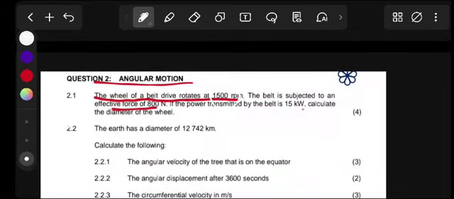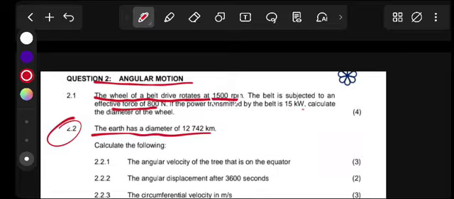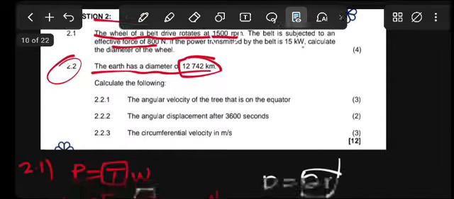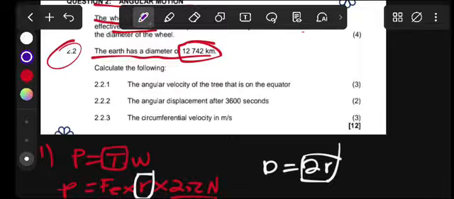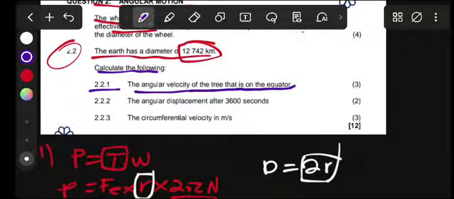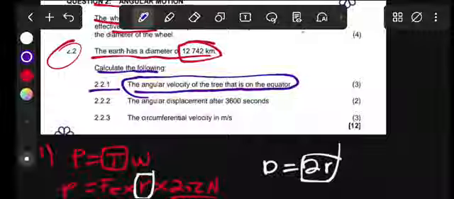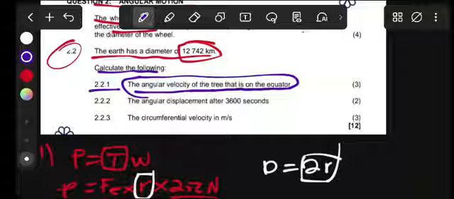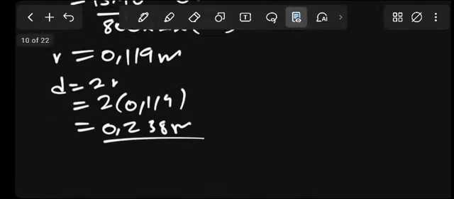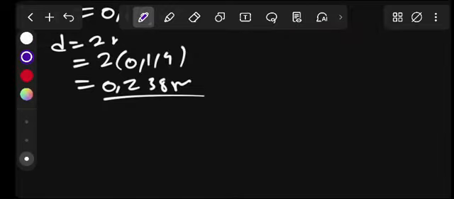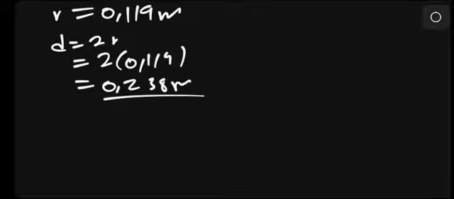So in 2.2, we've been given the earth and its diameter. It says now, calculate 2.2.1, the angular velocity of the tree at the equator. I think, hey, this typical question, they just give you the earth diameter. These people are sometimes funny. They want students to fail.